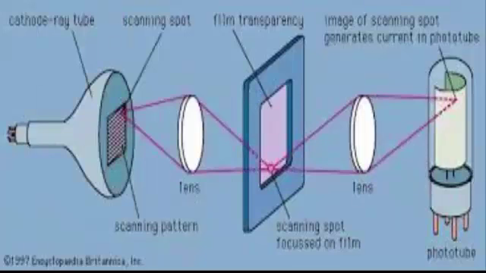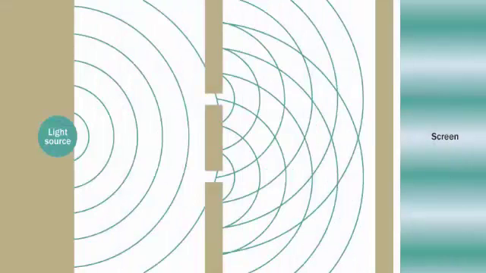Photoemissive cells. Light falls on a sensitive surface and electrons are emitted, the number of photoelectrons produced being proportional to the intensity of the incident light.